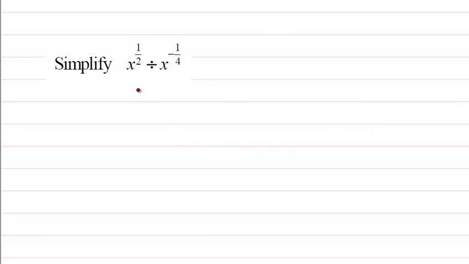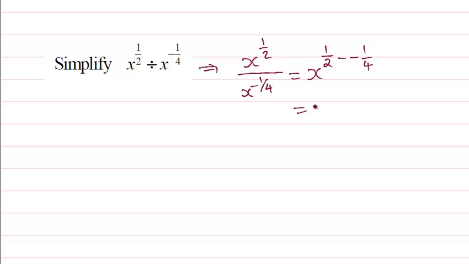Here we can divide one term by the other, so we rewrite this as x to the power half divided by x to the power minus quarter. Now because we're dividing, we can subtract the bottom power from the top, so it's half minus minus quarter. So we get x to the power half plus 1/4, which is equal to x to the power 3/4. So that is the answer. It's a fourth root, then it's cube. Or take the cube, then take the fourth root, but leave this answer as it is.